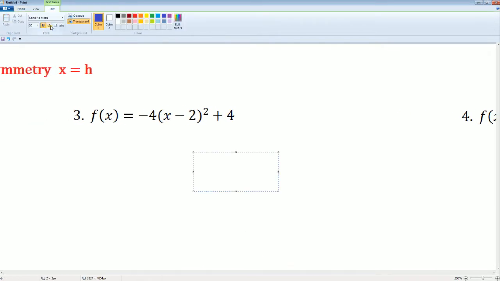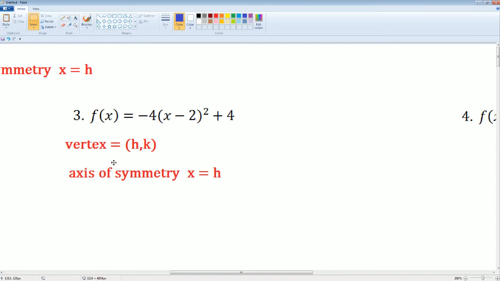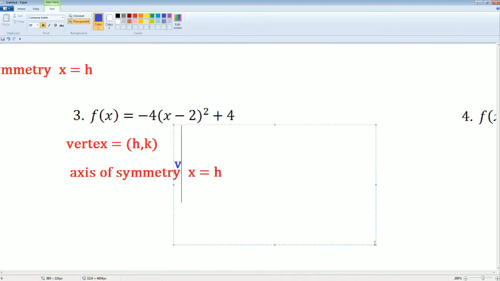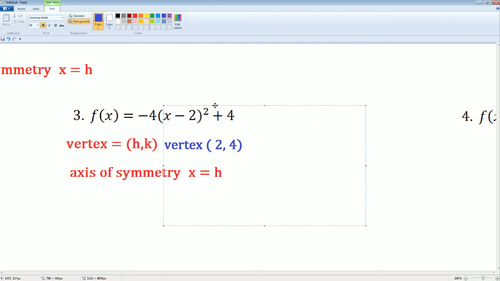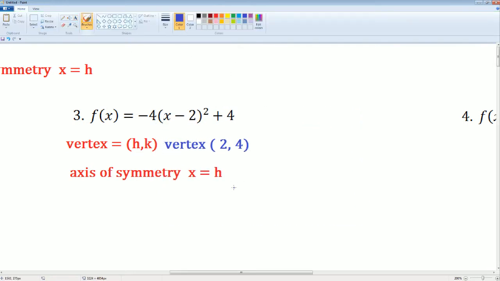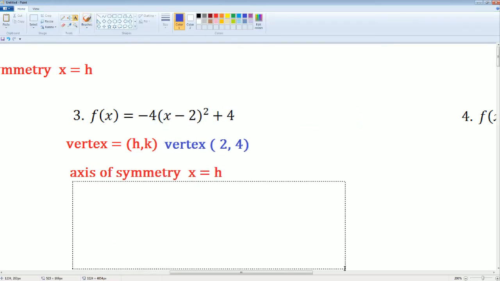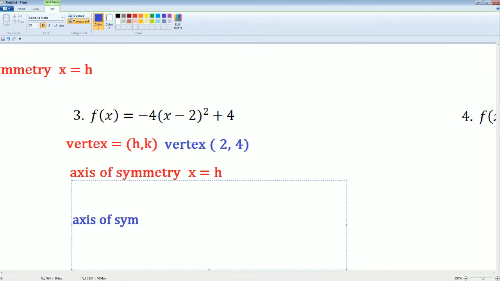Here we can again get the vertex and the axis of symmetry for our template. Okay, vertex is equal to h, the opposite of it. So it's minus 2, so it's a 2 here, and k is 4. Good. And then from here, the axis of symmetry is x is equal to h, which is just 4.